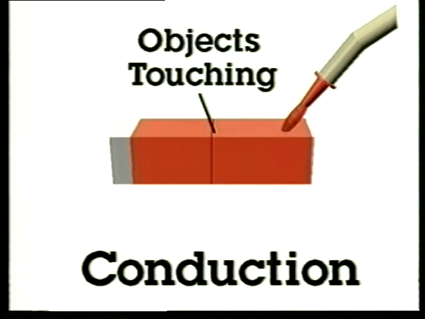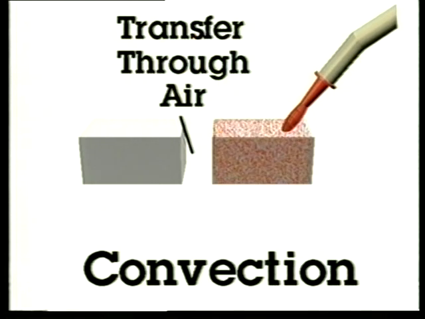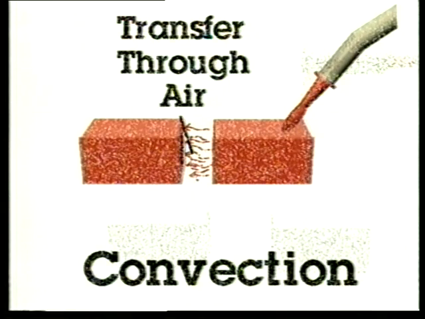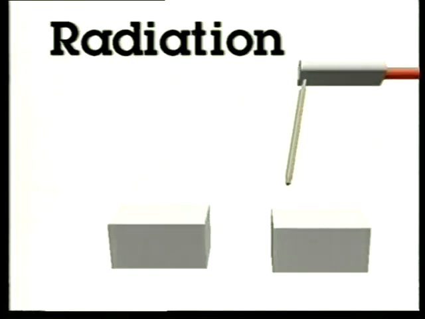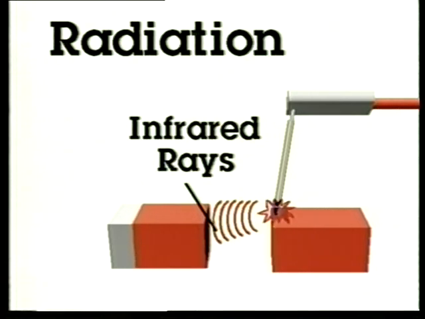Conduction, convection, and radiation are the three methods of heat transfer. Conduction is heat transfer when objects are touching. Convection is heat transfer through the air surrounding the objects. The objects are not touching, and the air provides a medium for heat transfer. Radiation is another form of heat transfer caused by infrared rays, as from arc welding or the sun. The rays transfer heat to the other objects without the presence of air.